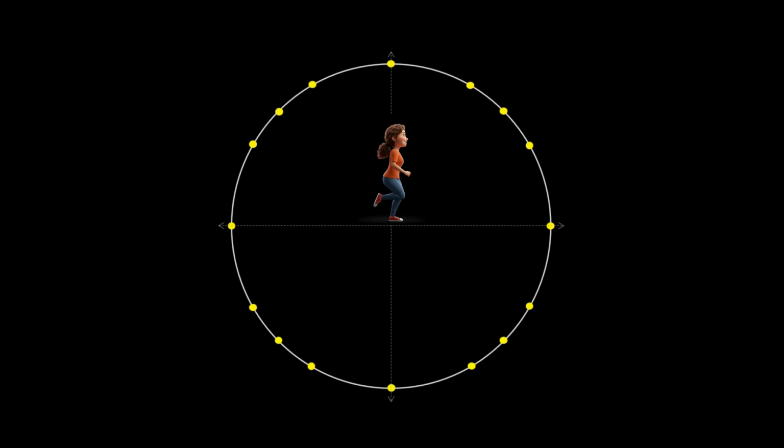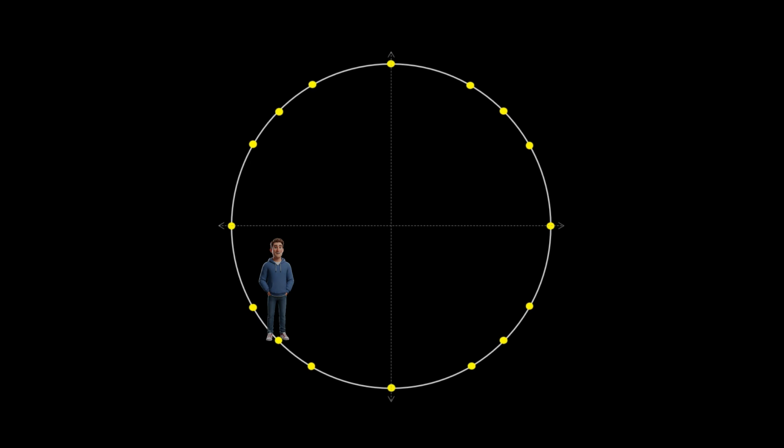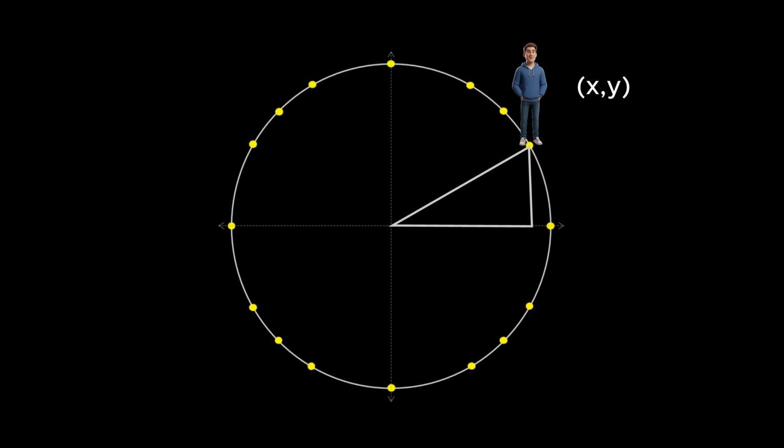Now imagine you're standing at the center and you start walking out to the edge. Once you hit the edge, you start walking counterclockwise. Your position at any moment is defined by an angle theta. But how do we tell a friend where we are on this circle without using a map? We use the trig trio.